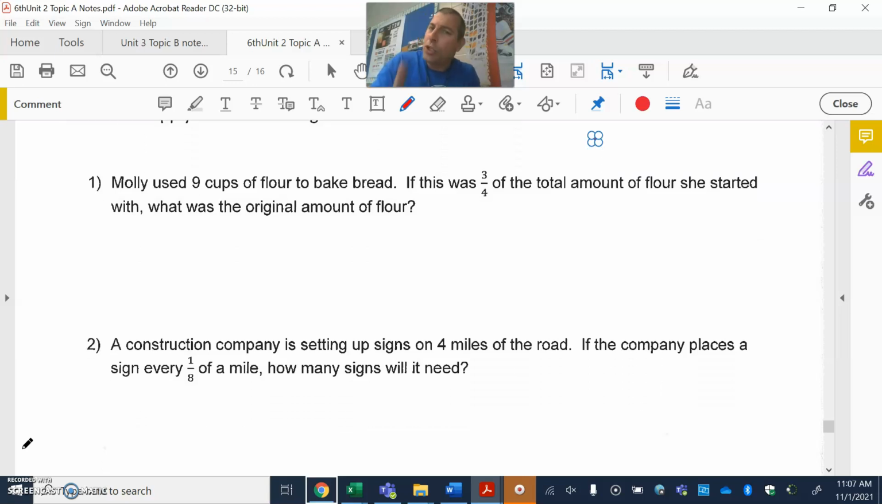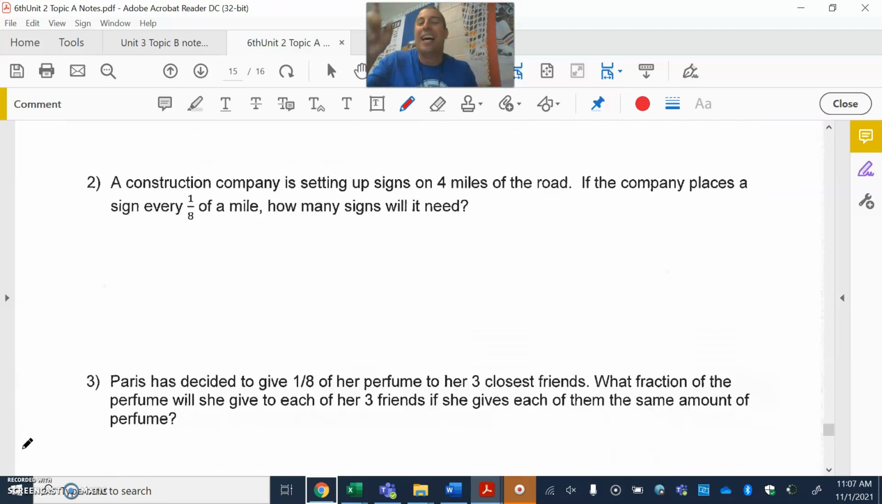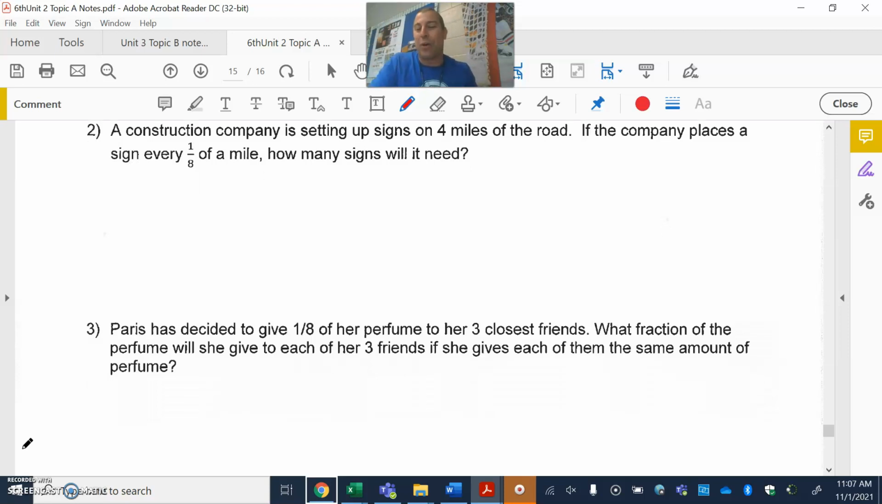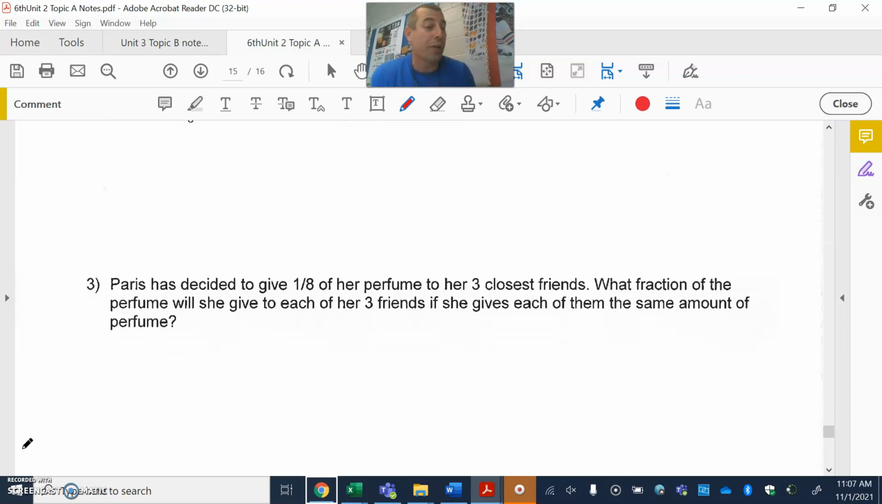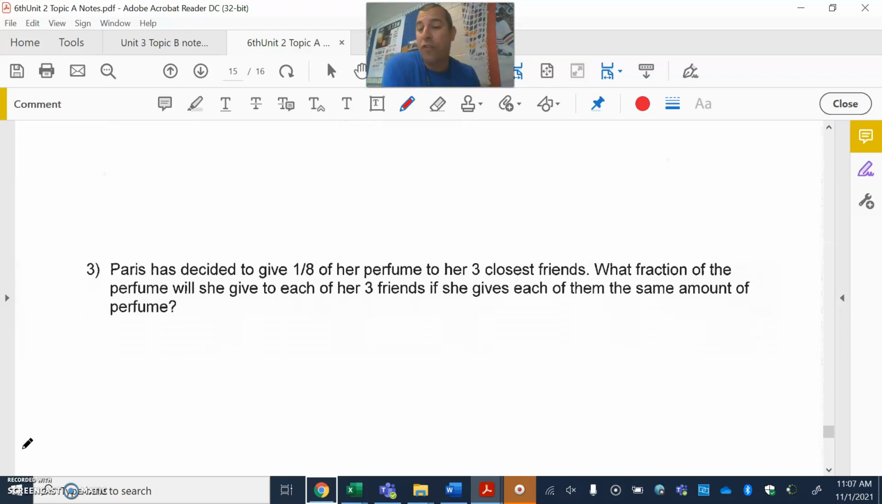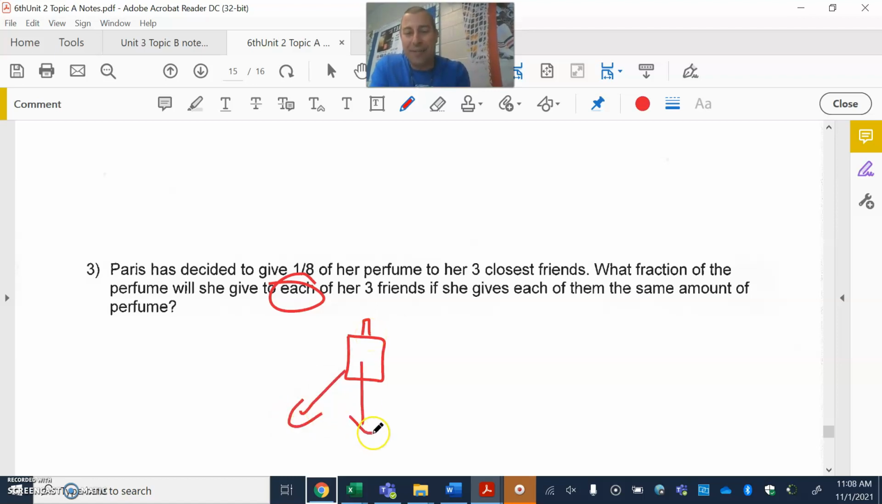Because questions 1 and 2 are good, but they're not good to start with. Let's look at something like question 3, all right? Paris has decided to give 1/8 of her perfume to her 3 closest friends. What fraction of the perfume will she give to each of her 3 friends? So the key thing we want to point out here is this word each. So we're going to take the perfume, my perfume bottle that's there, and we're going to give it to the 3 friends. So the perfume is the whole, and each of the friends would make up the parts there.